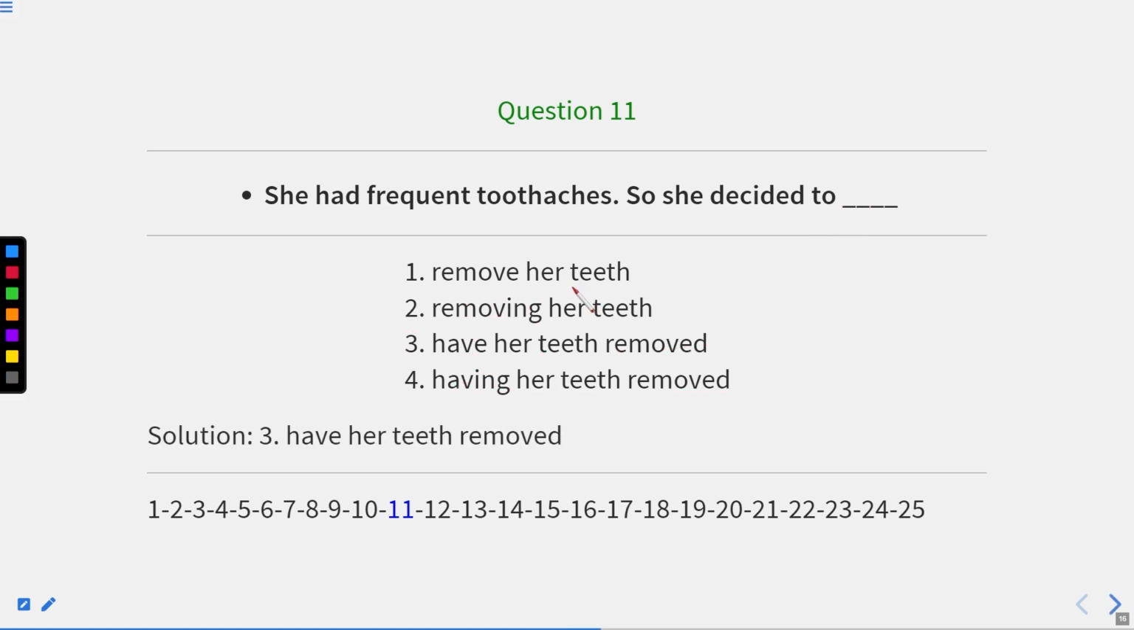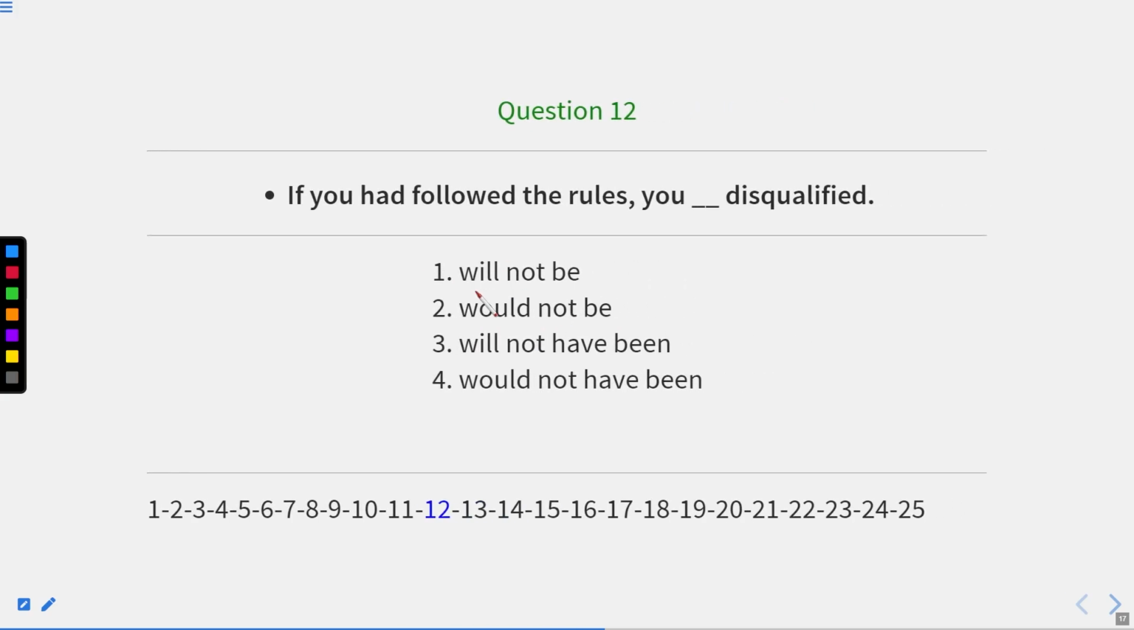So third will be the correct answer. Why not first? Because she has not decided to remove her teeth. Obviously she cannot remove her teeth herself. She will get her tooth removed by someone else. So have her teeth removed. Now let us move to the next one. This is question number 12.